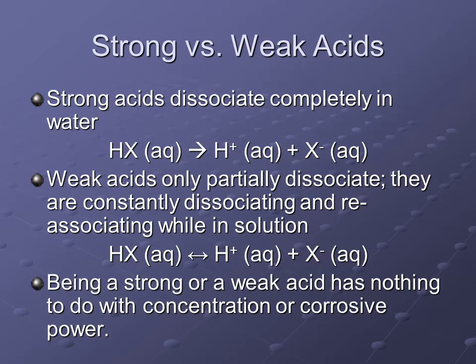Being a strong or weak acid has nothing to do with concentration or corrosive power. You can find some incredibly dangerous, incredibly corrosive, incredibly high concentration acids that are nevertheless considered weak acids. So the only distinction between a strong and a weak acid is this one-way dissociation in strong acids, two-way dissociation in weak acids.